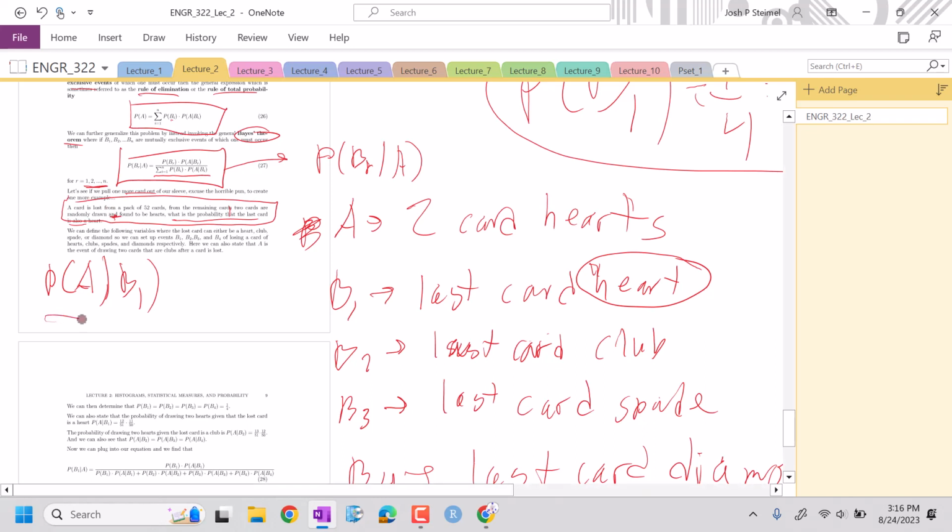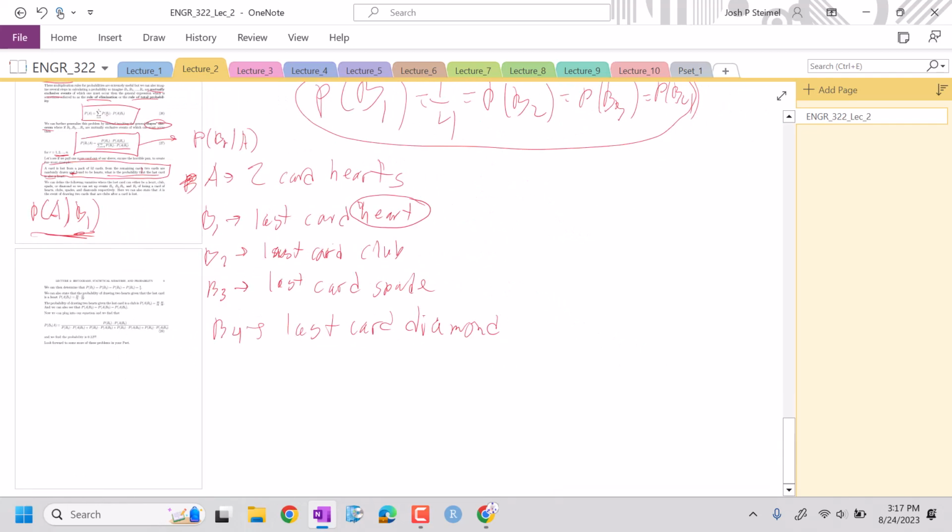So again, let's break this down one more time. Given that the card that was lost is a heart, what is the probability that from that remaining deck I'm able to pull 2 cards and both of them are hearts? And is the key thing here. Previously, with 'or', we added. If it's an 'and', we need to multiply.